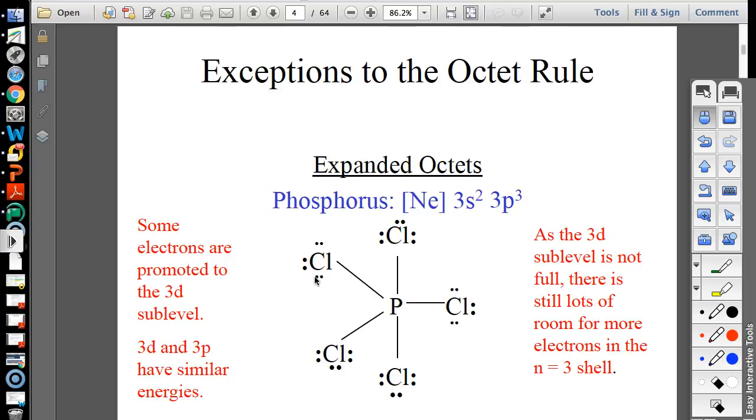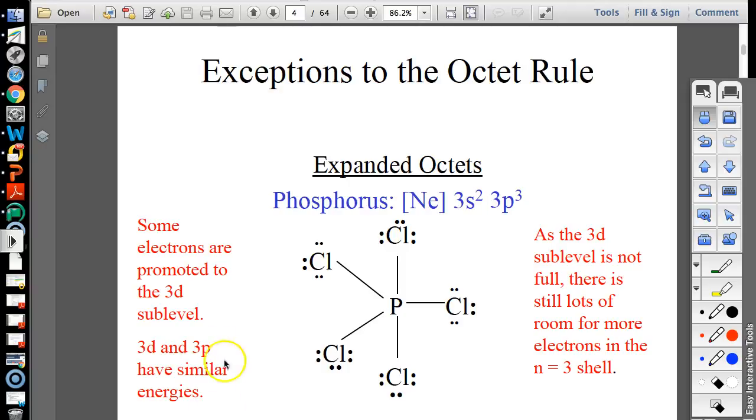So here's an example of the expanded octet. Here you can see that the phosphorus has 2, 4, 6, 8, 10 electrons instead of just 8. In this PCl5, if we look at the electron configuration of phosphorus, it needs 3 more electrons to fill its octet. So you would want it to end in 3s2, 3p6, and then it would be a stable electron configuration of a noble gas. But what ends up happening is it actually has 2 more electrons past this 3p6, and they are in the 3d. So it would be like 3d2. Isn't that crazy? Who knew, right?